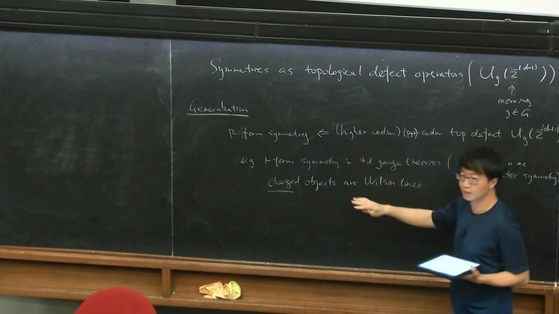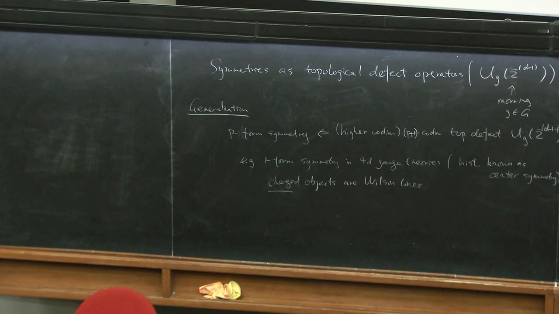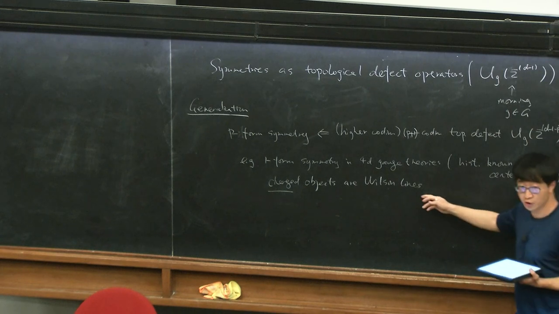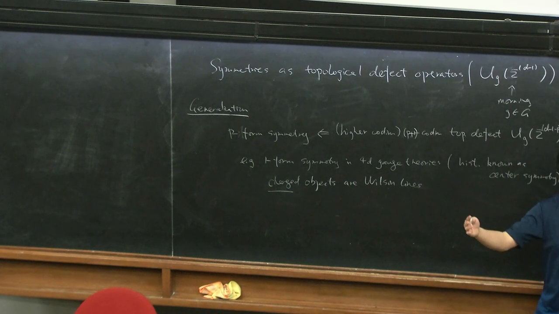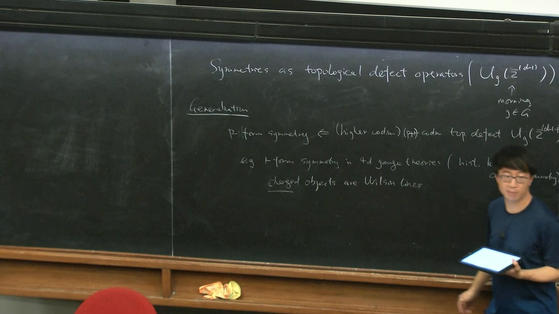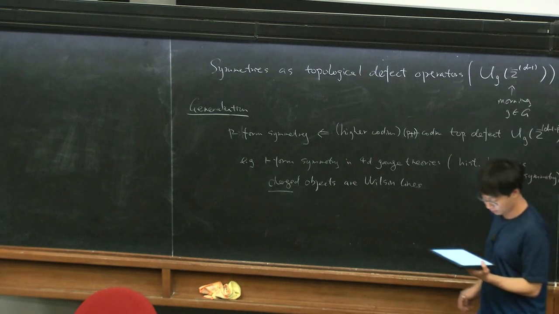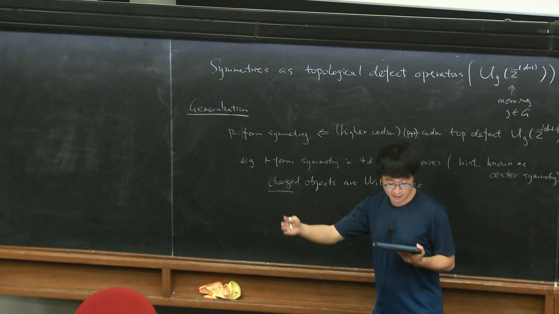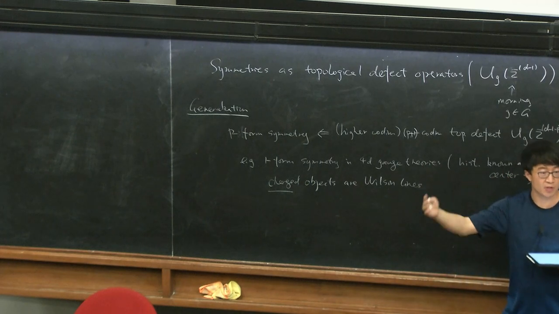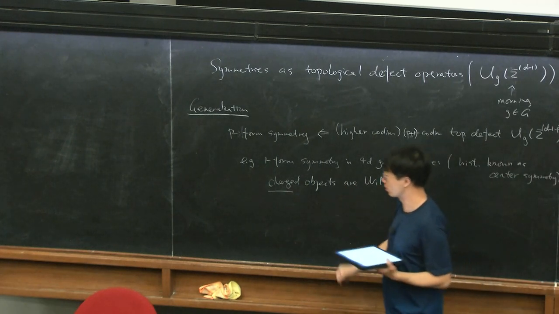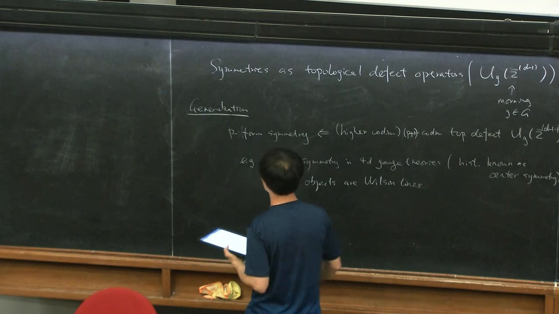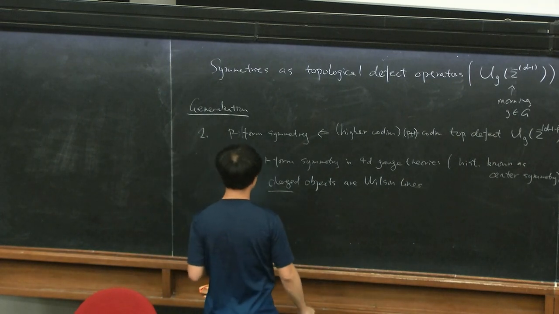This is a characterizing feature of higher-form symmetries: the charged objects are no longer local operators or particles, but rather extended objects, such as Wilson lines. And if you want to think about dynamical objects in your theory, think about, say, strings. They will be charged under this one-form symmetry. This is generalization number one.